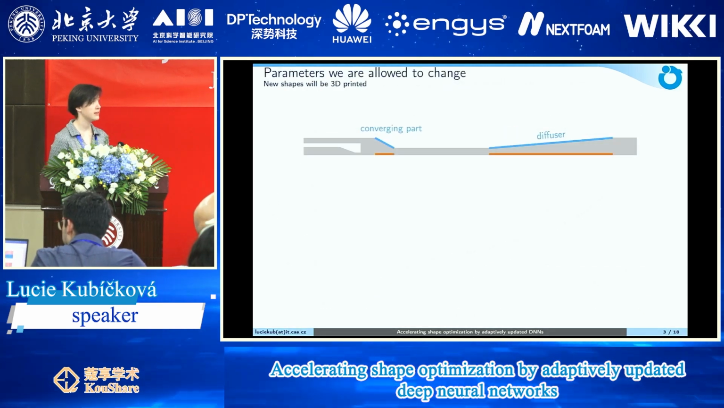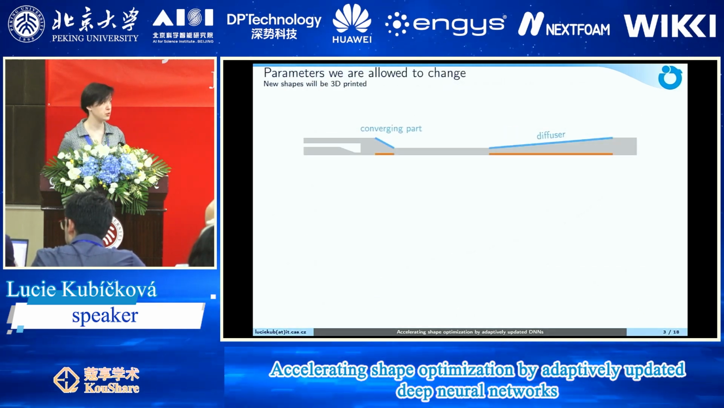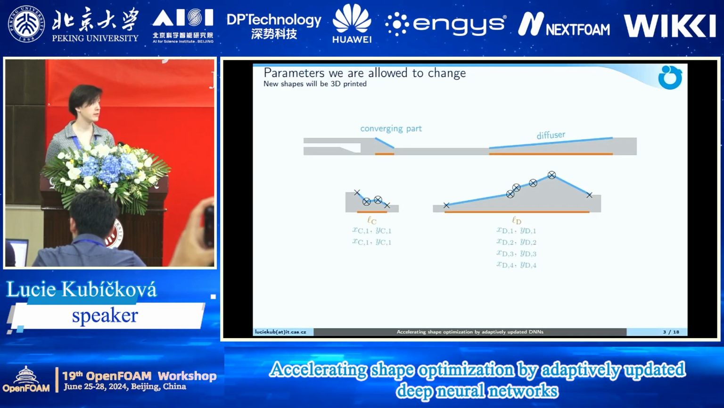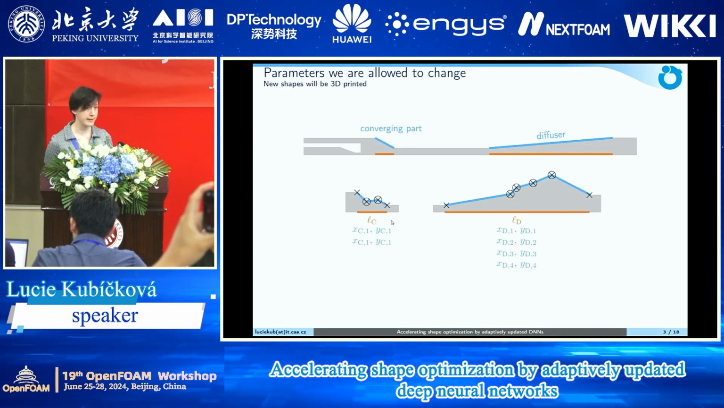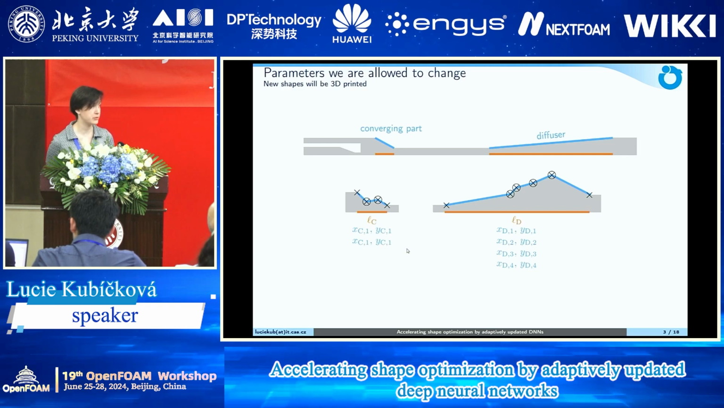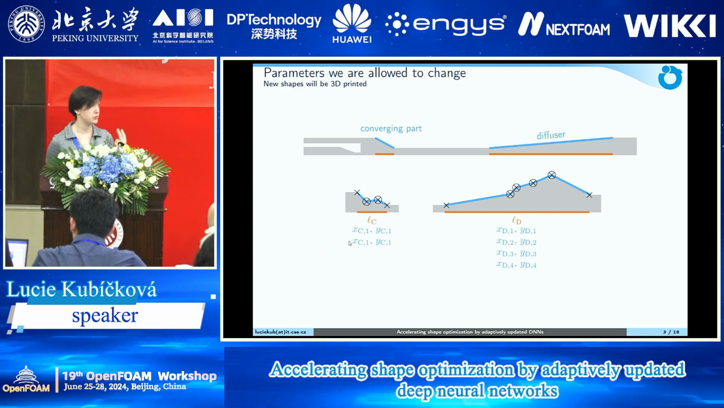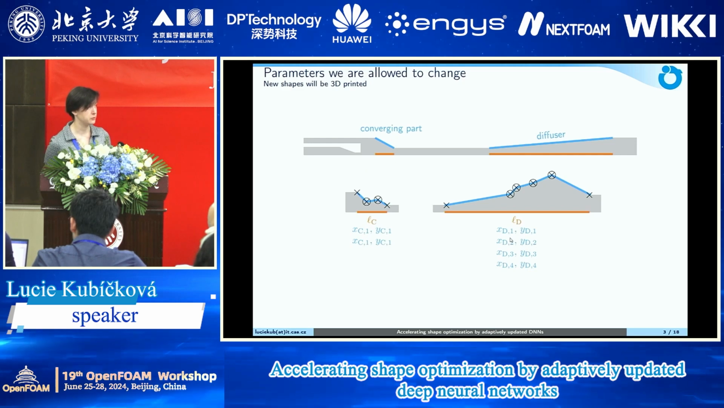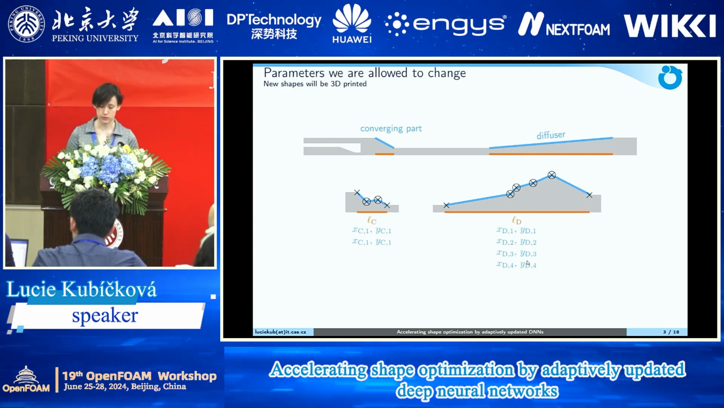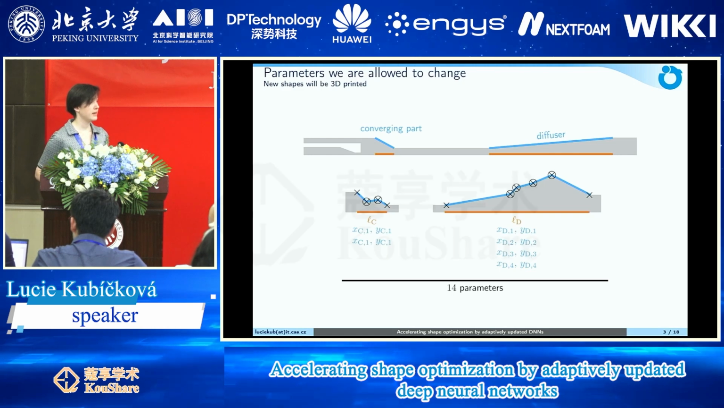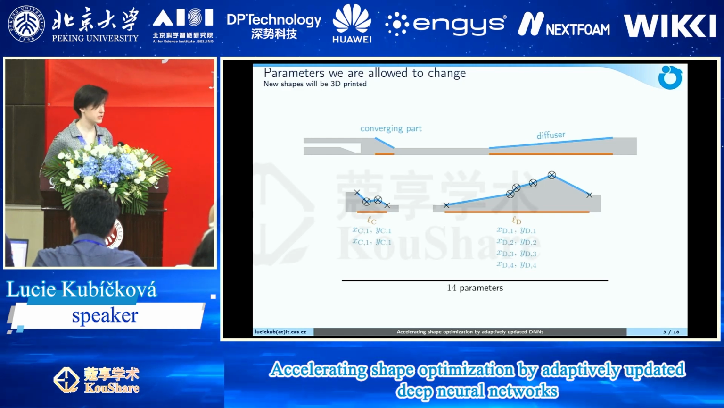As I said, we change the shapes of these two parts. The shape we always describe with the length of the part and the positions of control points. For the first, converging part, we use 2 control points, while on the diffuser we have 4. So in total, we work with 14 parameters. And this is our optimization problem.